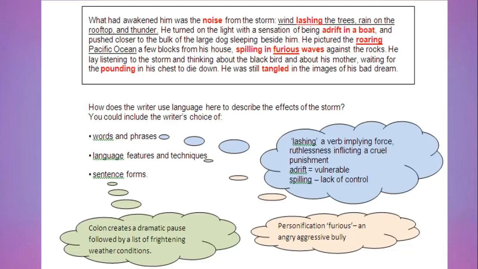Also the colon on the first line, what had awakened him from the noise of the storm. Well, we could say this has been used to create a dramatic pause, and then it's followed by a list of frightening weather conditions. So we've got the colon, then it's wind lashing, rain, thunder.